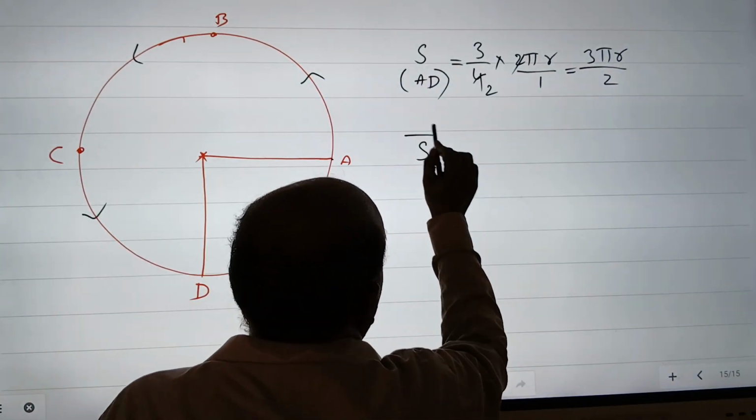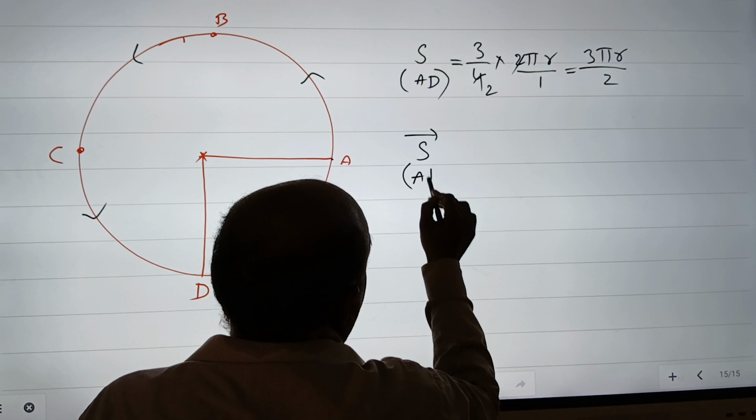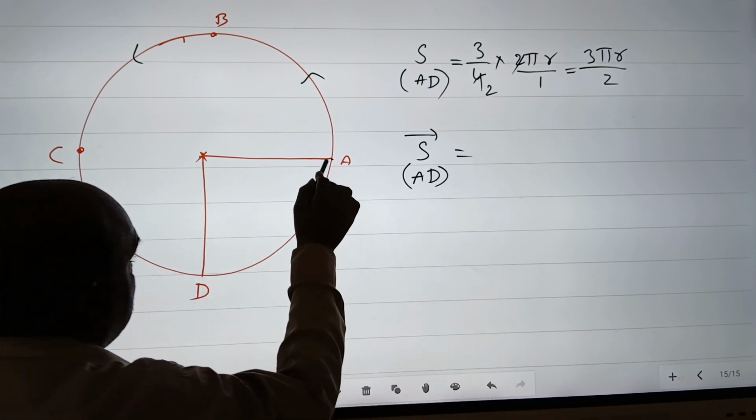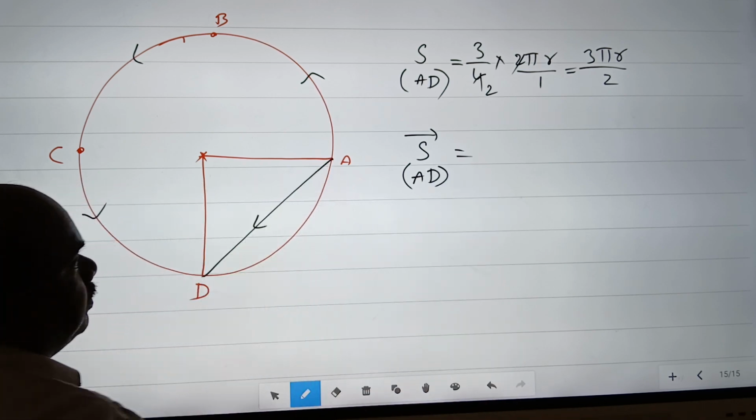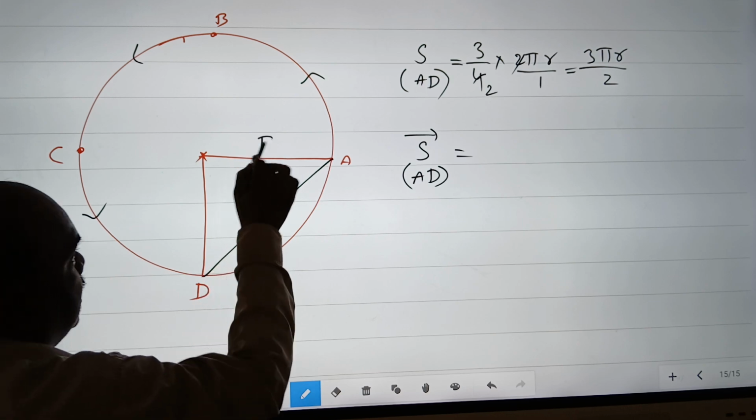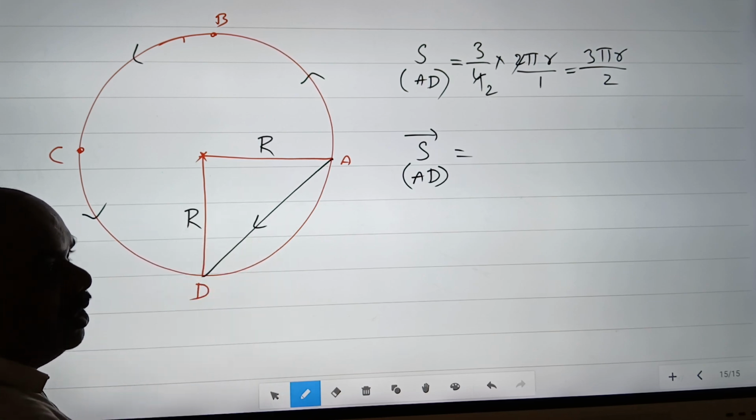Now find the displacement from A to D. What is displacement? The shortest path between A and D. How to find the shortest path? Again, this is R, circumference to center of the circle R. Again, we can take the same logic.